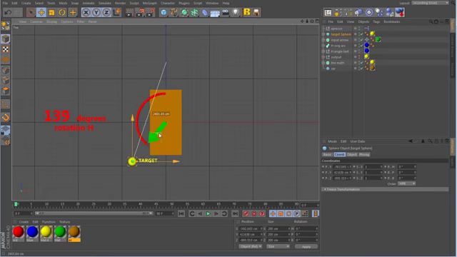We just say, is the angle greater than 90? If yes, do some maths. If no, don't do anything. Okay, that's the first part of the problem.